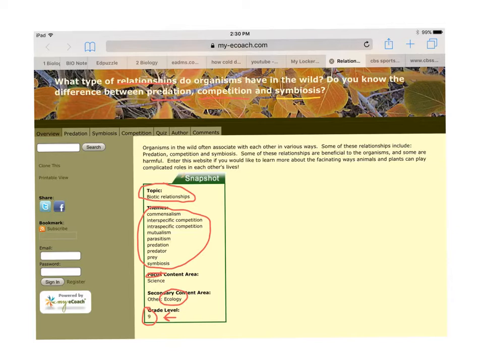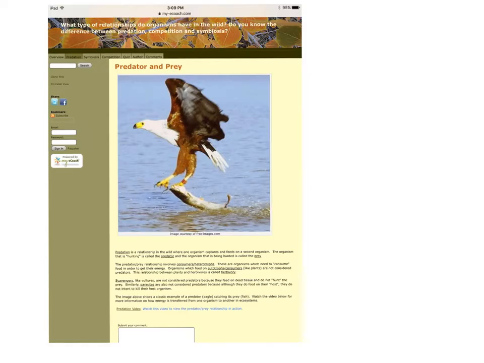So after this intro slide, you will click on this tab right here for predation. And when you do that, you will come to this slide right here. You'll see the predator and prey relationship. Here, of course, the bald eagle is playing the role of the predator. And this looks like a northern pike fish playing the role of the prey.